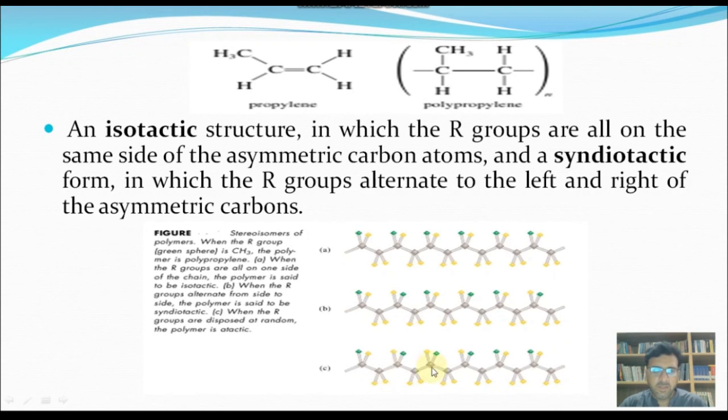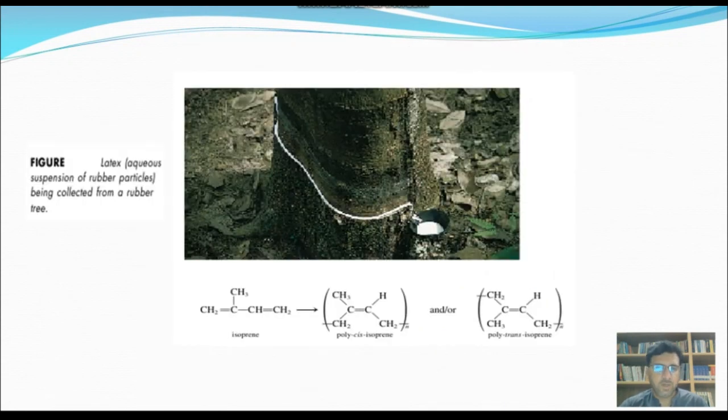Natural rubber is a true hydrocarbon polymer found in nature, and it is formed by radical addition. Here isoprene is polymerized to give cis polyisoprene or trans polyisoprene. It depends upon the reaction conditions.